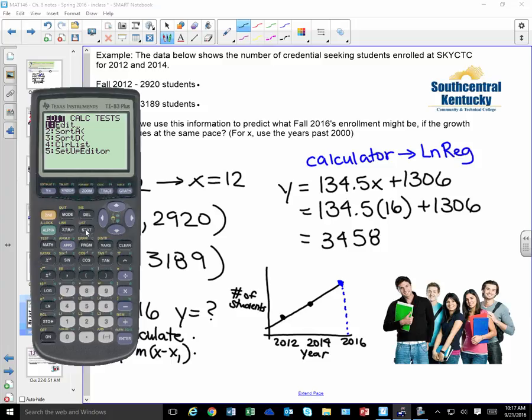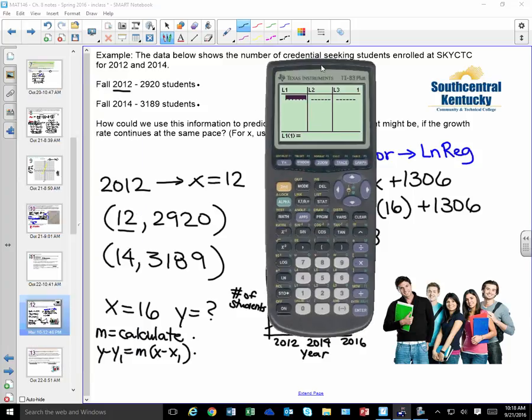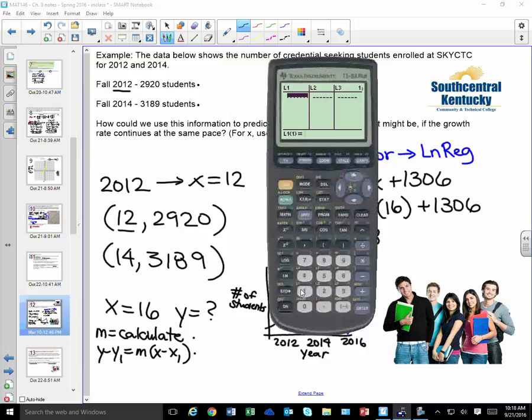The Stat button is where we go to do statistics type stuff, and this is actually a statistics type problem when we talk about linear regression. I'm going to go to Edit, and I always go here anytime I have data that I want to put in my calculator. In list 1, I'm going to type my X values. In list 2, I'm going to type my Y values. Okay, so once I've done that, it's stored those in there.